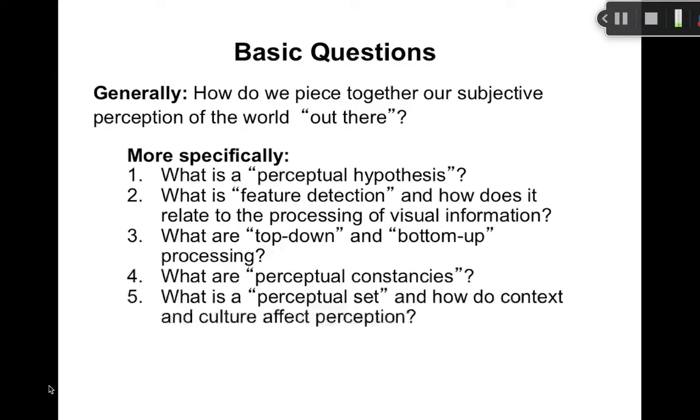And we're going to be talking more specifically today about how this happens and some of the things that can influence our perception. So last lecture we talked about the sensation side of things, that is the visual apparatus and how it works, structures and functions. And this lecture is pertaining to perception. All right, so specifically we're going to look at what a perceptual hypothesis is, what feature detection is, how does it relate to the processing of visual information, what are top-down and bottom-up processing, what are perceptual constancies, and then what's a perceptual set, and how do context and culture affect perception.